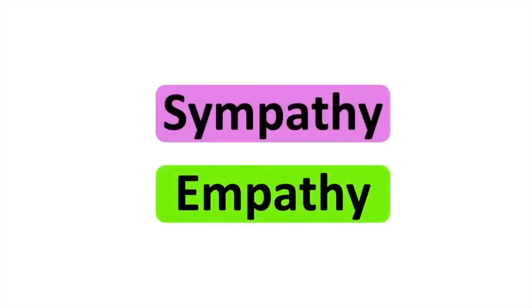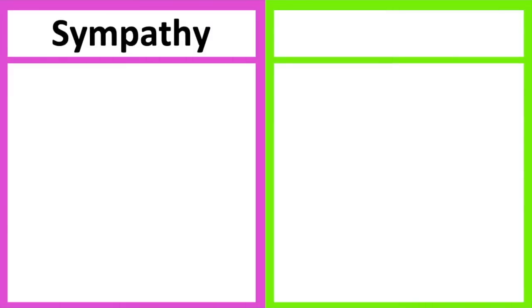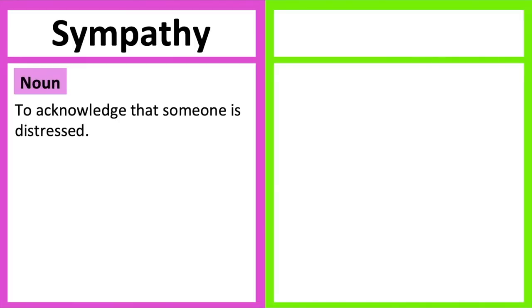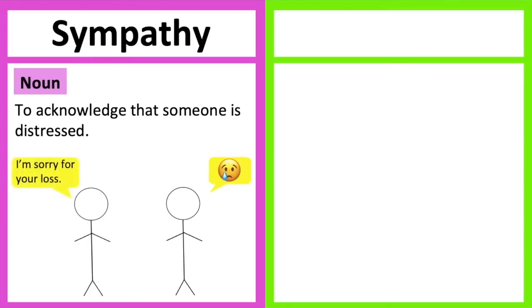Sympathy, empathy. Sympathy. Sympathy is a noun and it means to acknowledge that someone else is distressed due to a certain situation or event. Usually, we can sympathize with someone by showing a feeling of sorrow and trying to comfort the person with our words. This is because we feel bad for them. For example, if your friend's pet died, then you may say, "I'm sorry for your loss." So you're just trying to comfort your friend with words.